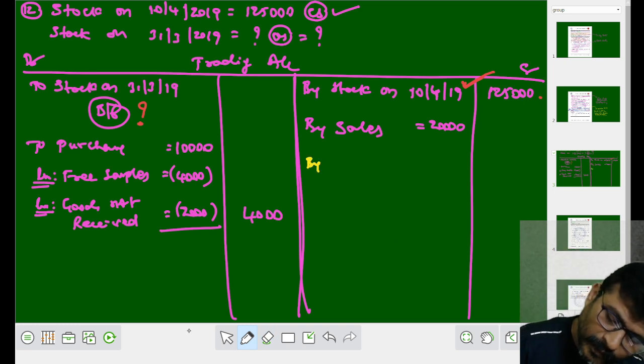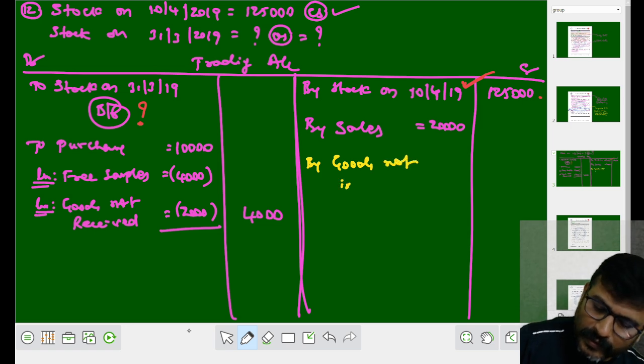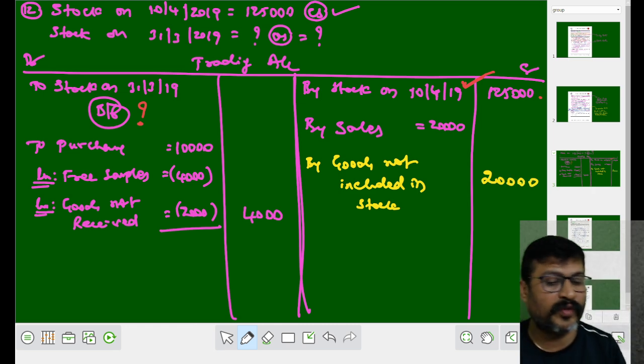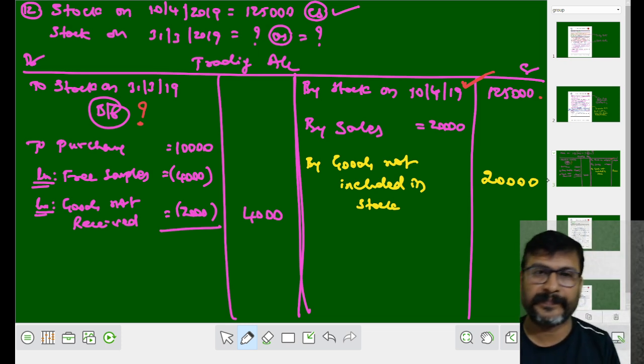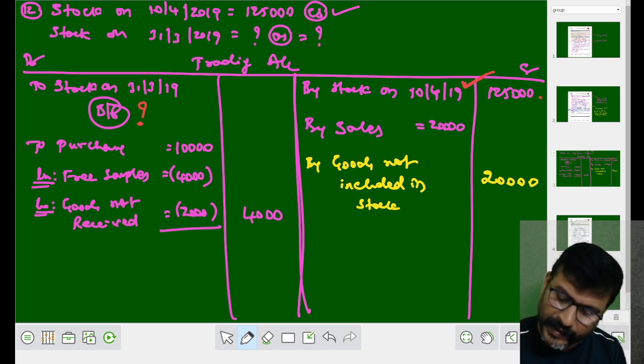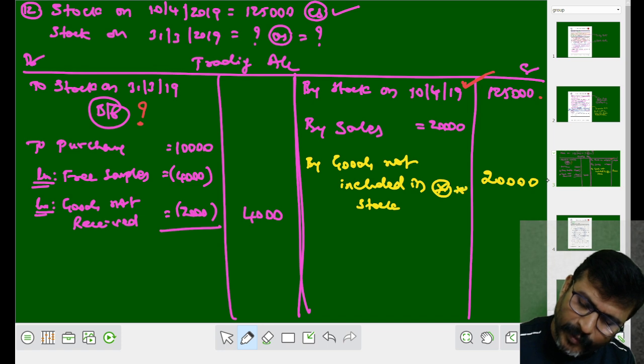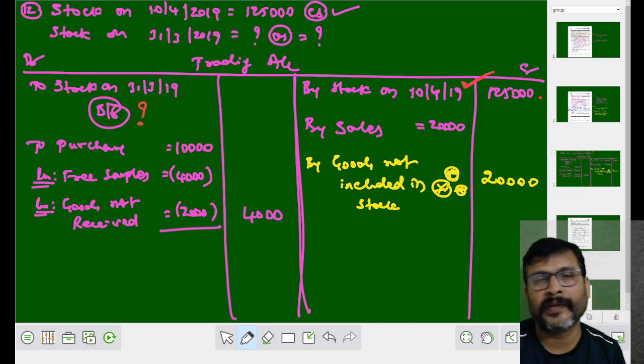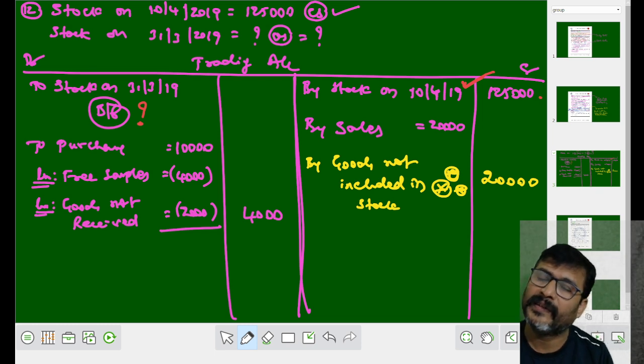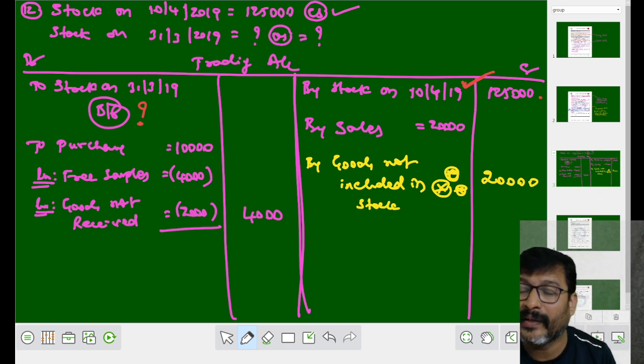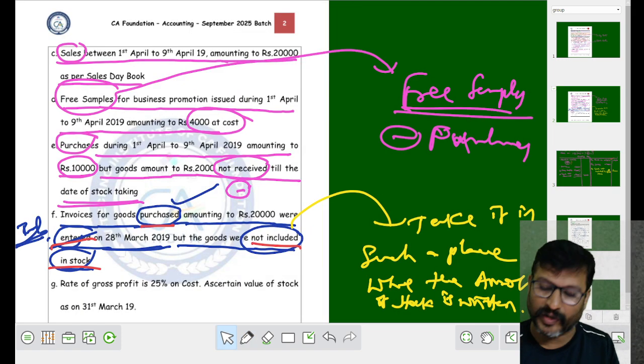By goods not included in stock. How much goods is it? It is goods of rupees 20,000. Finished? Understood? Please remember, this is a very, very important point. Goods purchased, entered, recorded, but not taken into stock. Take in such a place where the amount of stock is written.